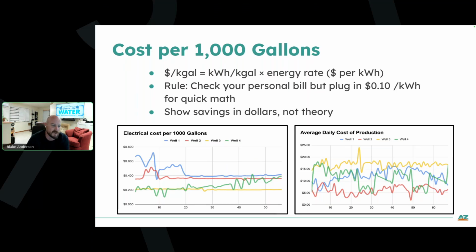Well, when you look at these from a dollars and cents standpoint, it's pretty clear that well three is the cheapest, and so just run that one, right? And not the others. Well, here's why it's important that operators like us make those decisions instead of people who are just bean counting. Look at the graph to the right. It's the same data, but instead of looking at the cost per 1,000 gallons, we took the daily average production and energy consumption, and then we put a dollar amount to it.